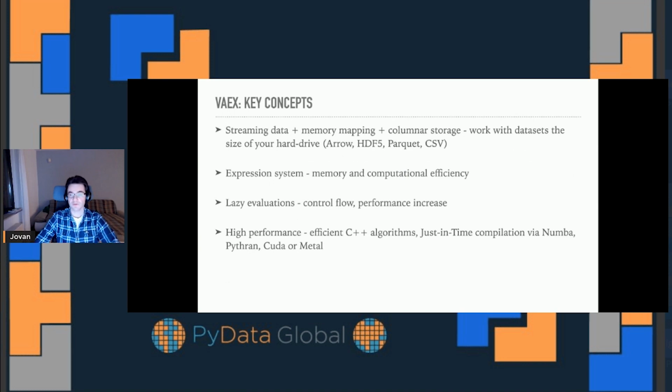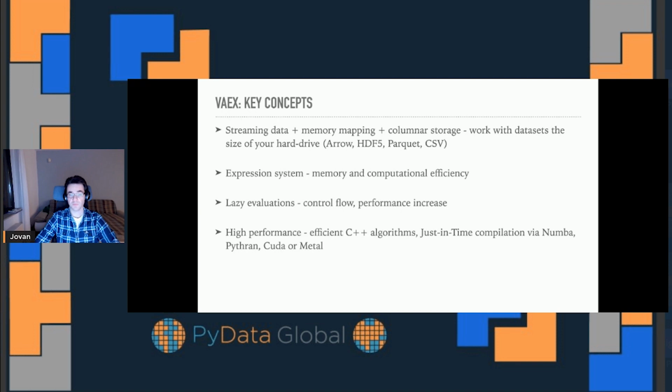So how does it work? How is it so fast? It's a combination of fast, efficient C++ algorithms, mainly developed by Maarten, and streaming data concepts. Vaex is optimized for reading data from disk, and it streams the data from disk and applies these efficient algorithms to do fast aggregations and processing.